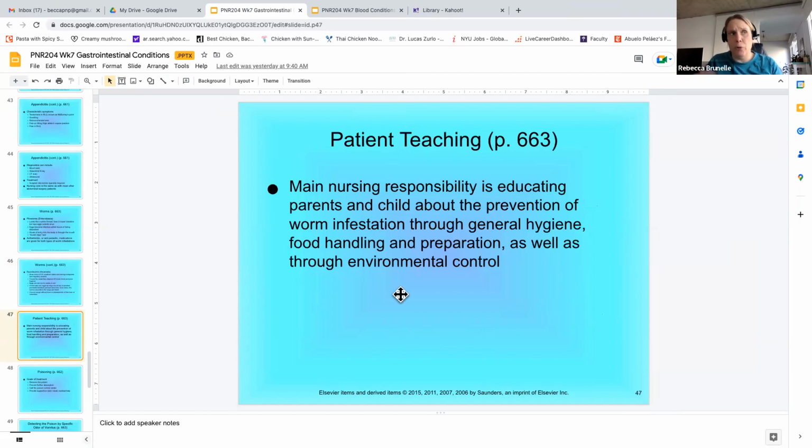So both roundworms and pinworms are treated with antiparasitics, and it's a lot of education in terms of, the eggs have to get in the mouth to then spread to the GI tract. So hand hygiene, and in terms of roundworms, not playing in the dirt.